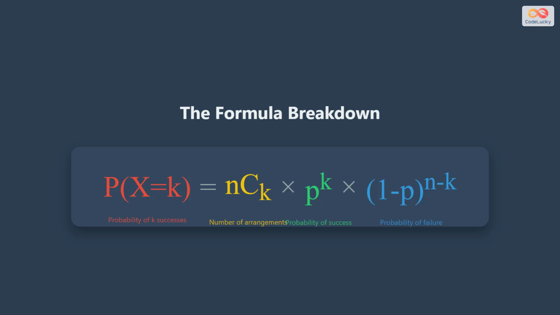Here is the formula we use. P of x equals k. It looks complex, but it is built from 3 distinct parts multiplied together. The first part counts the number of arrangements, the second part accounts for the successes, and the third part accounts for the failures. Let's break down each variable.